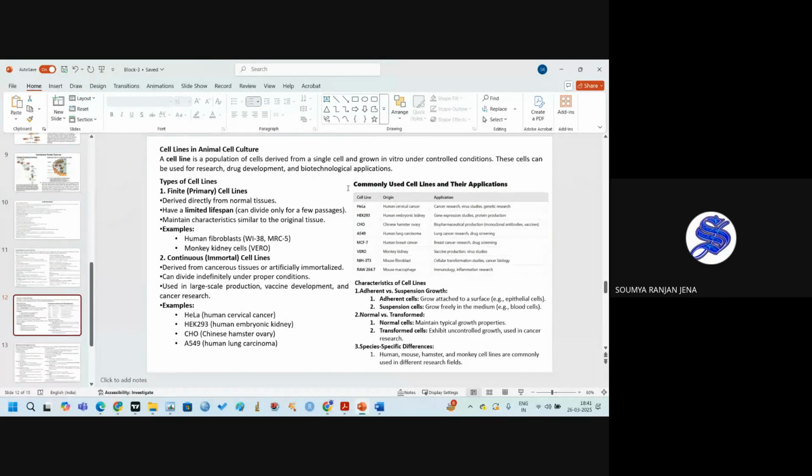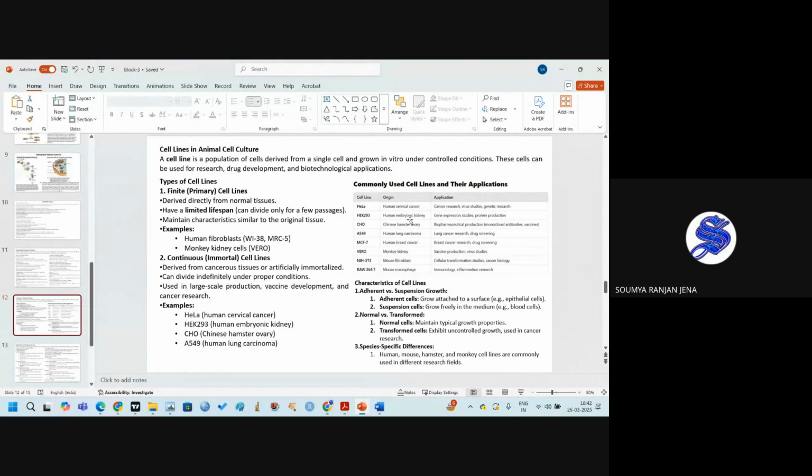Then most of the time we commonly use cell lines and their applications. If you go for human cervical cancer, then cancer research, virus study, because sometimes human papilloma virus also infects, causing conditions like cervical cancer, in genetic research.